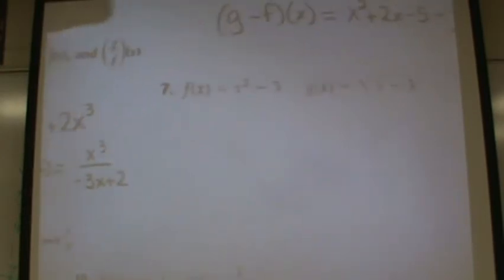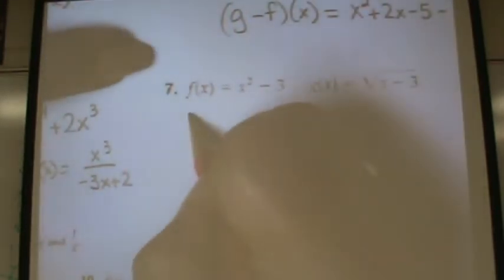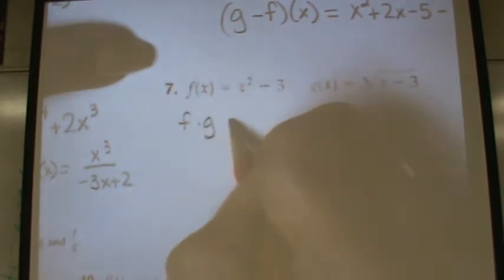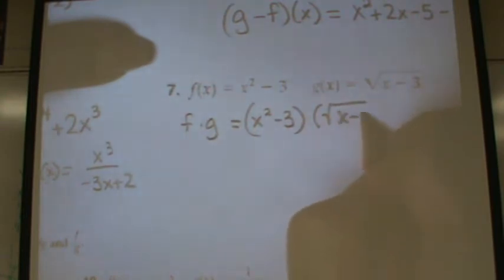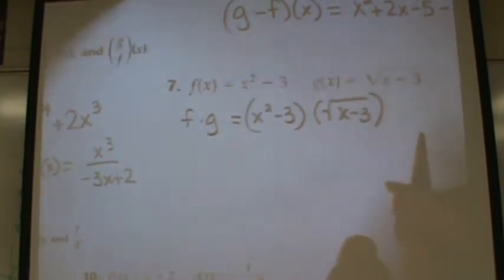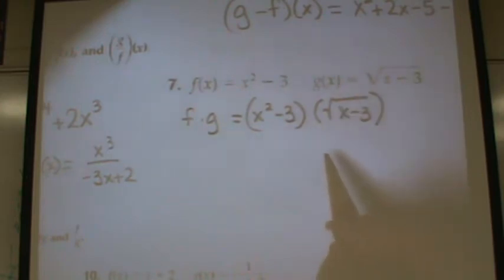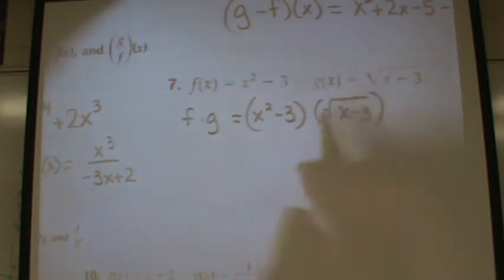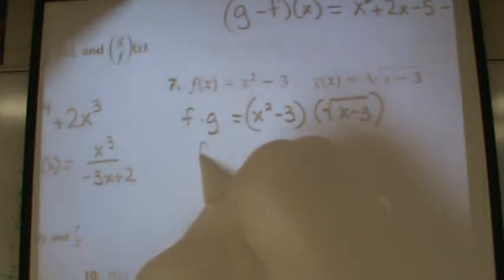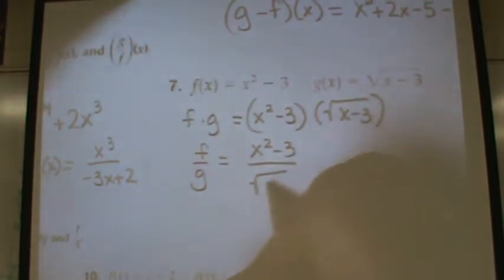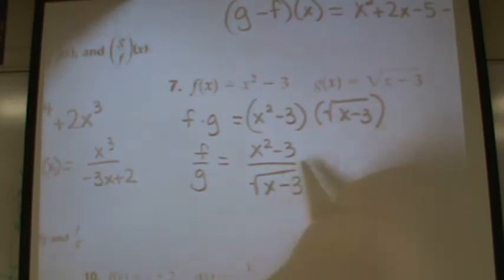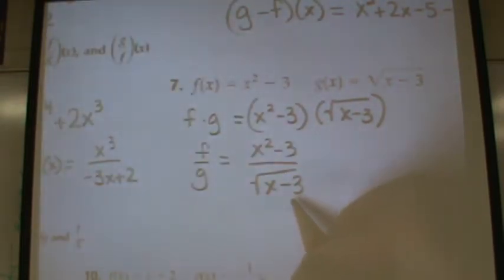For number 7, they want you to multiply these two. So f times g is going to be x squared minus 3 times the square root of x minus 3. You can just leave it like that. And now for this, the domain is going to be x is greater than or equal to 3, because you can't have anything less than 3 for this one. The quotient of f over g is going to be x squared minus 3 over root x minus 3.